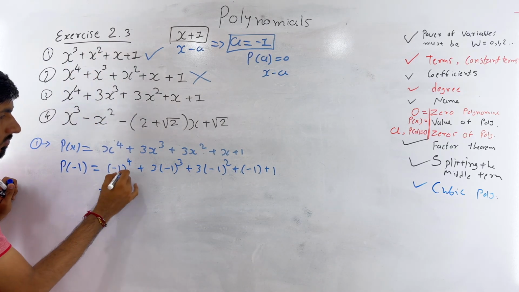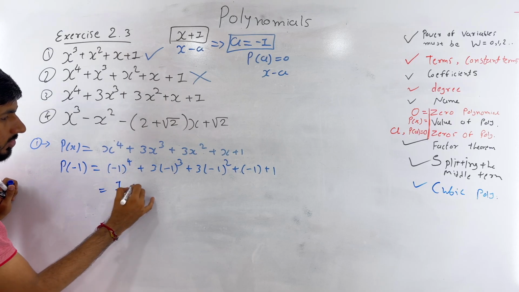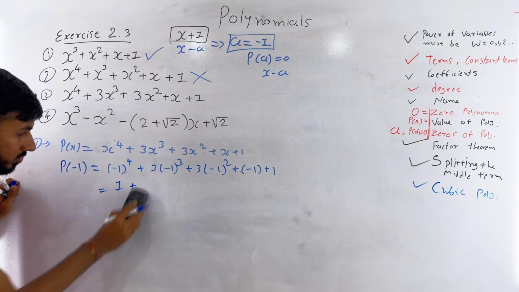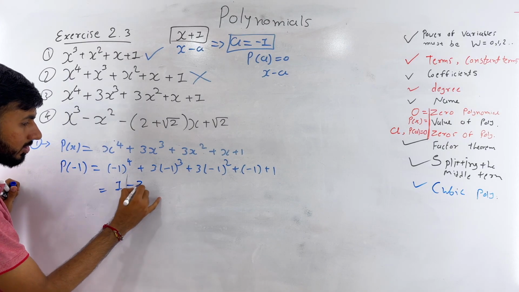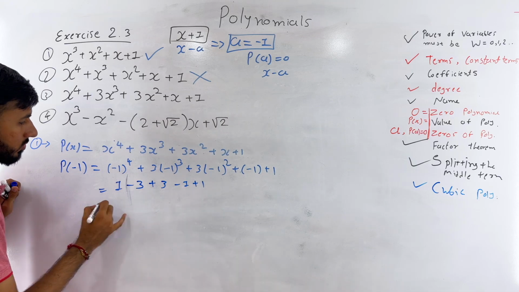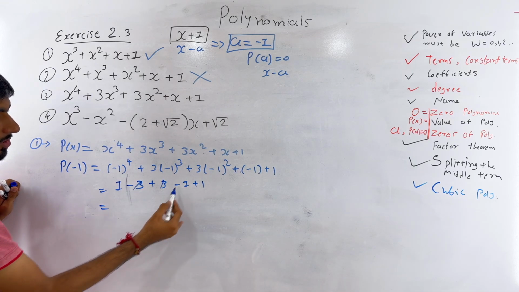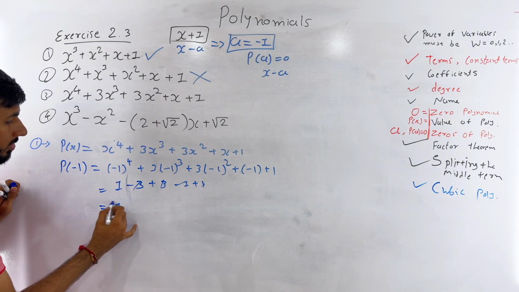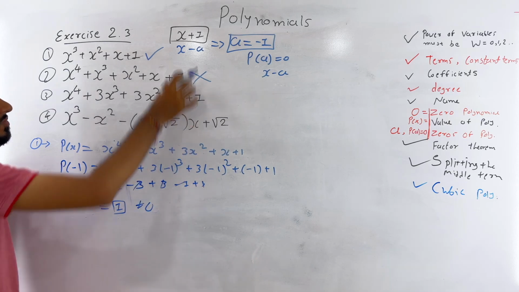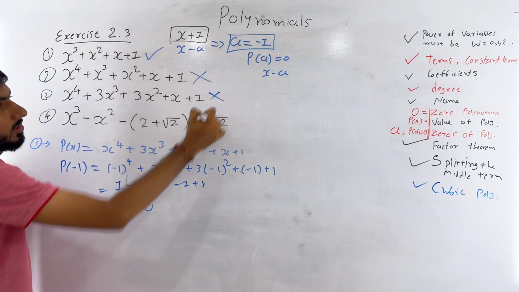Now minus 1 power 4 is positive 1. Again I have minus 1 cube, that is negative 1, and multiplied by 3, so I have to write minus 3 here. Now here I have to write plus 3, minus 1 and plus 1. So minus 3 plus 3 cancel, minus 1 plus 1 cancel, I get the remainder as plus 1. So it is not equal to 0. So x plus 1 is not a factor of this polynomial, right?